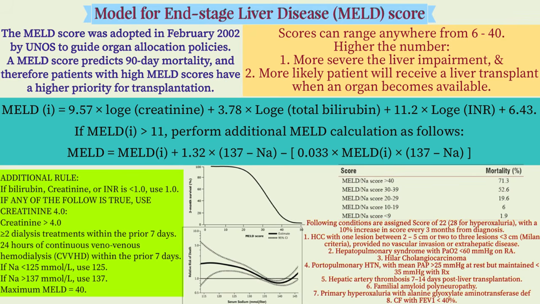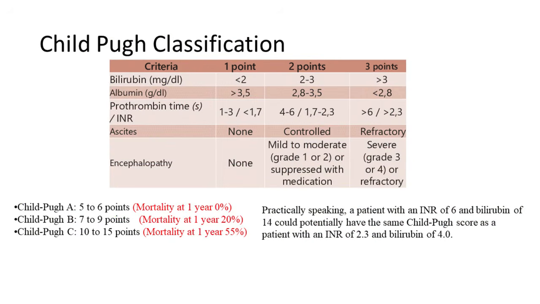You used to use the Child-Pugh classification, so you had your A, B, C classification. And again, we talk about mortality. If a patient comes in whichever class. The problem with this is what I pointed out, that you have an INR of 6.